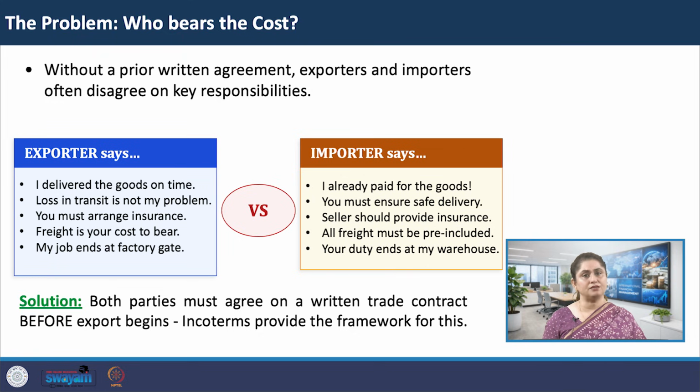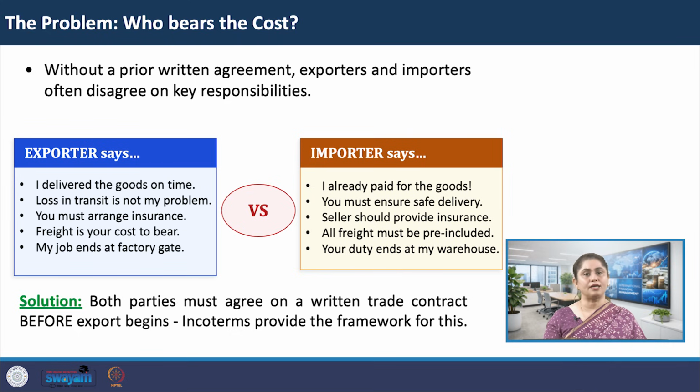The seller feels that once the goods leave the factory, the buyer is responsible. The buyer feels that since they paid, they should receive the goods safely at their doorstep. The only way to avoid this dispute is for both parties to agree on a comprehensive written trade contract before the shipment begins. And within that contract, they should use Incoterms, the internationally recognized framework to define responsibilities precisely.